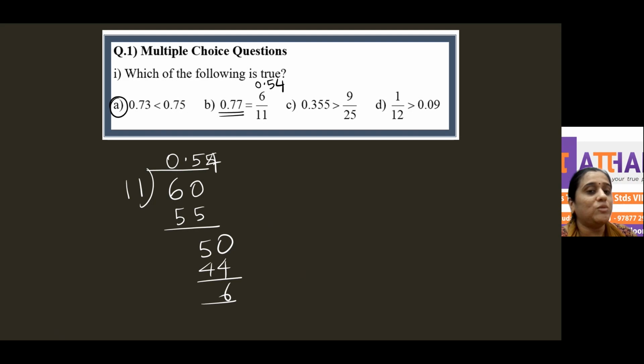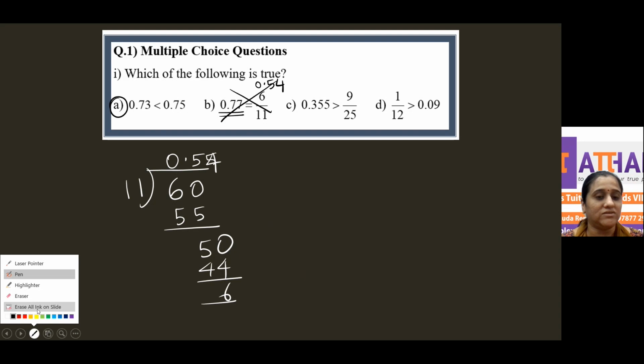So now, is 0.77 equal to 0.54? No. So this is false. This is not true. This is false. Now let's check this one. I'll tell you a different way to check this.